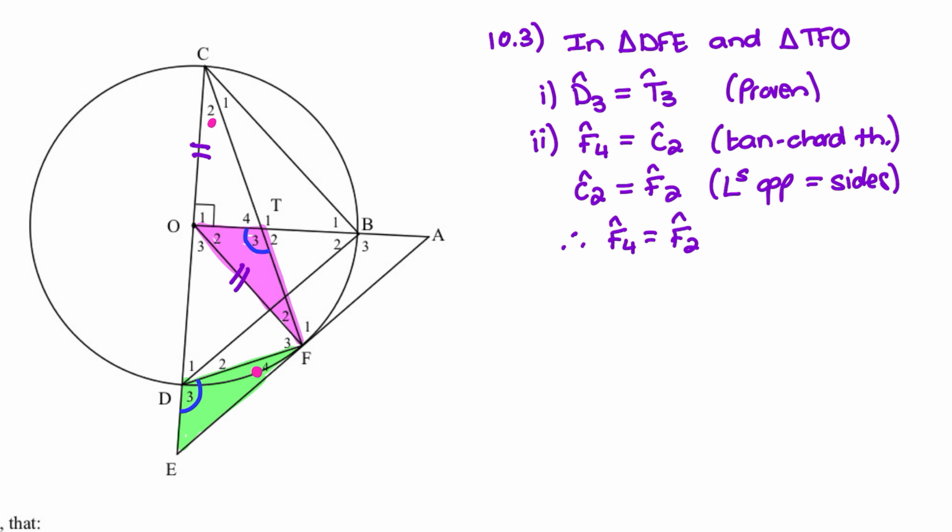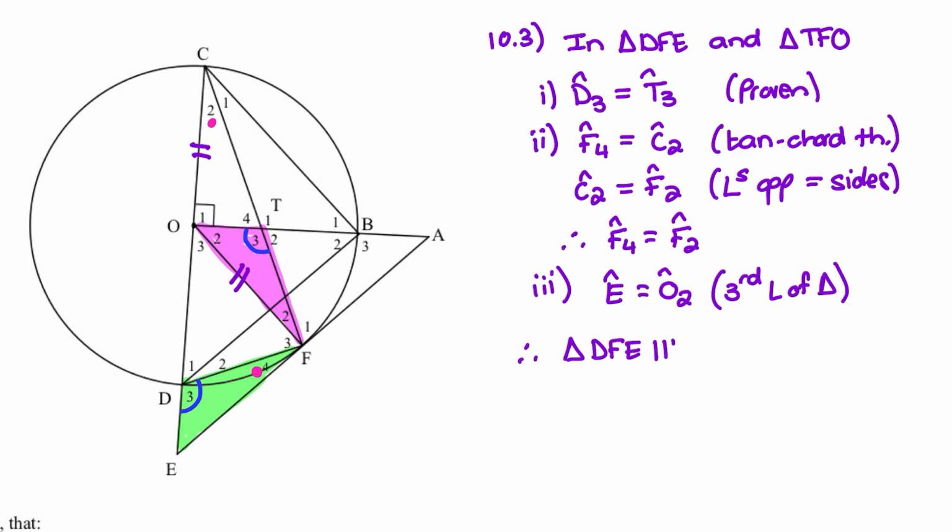Then for our third statement, we can say that the angle E is equal to the angle O2, and you can say third angle of triangle, or sum of angles in a triangle. Therefore, the triangle DFE is similar to the triangle TFO, and we need to write down a reason of angle, angle, angle.